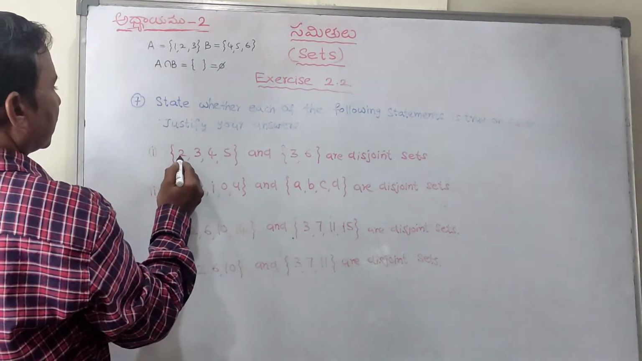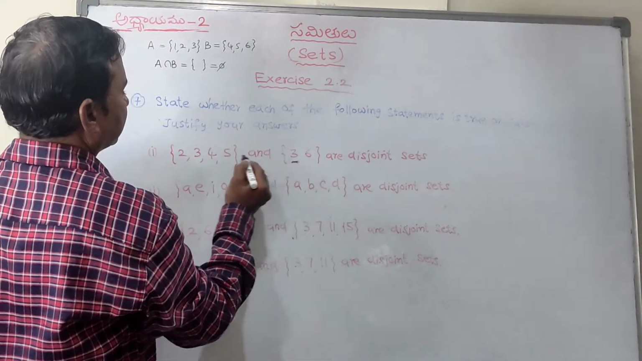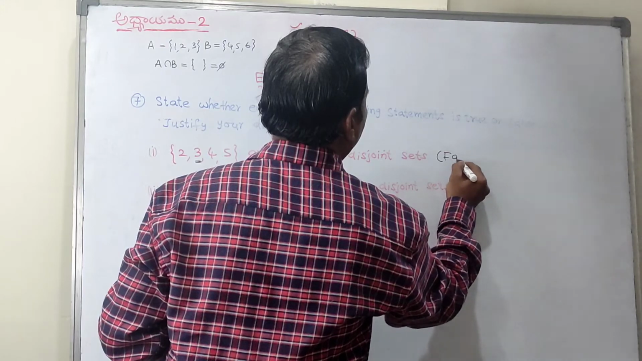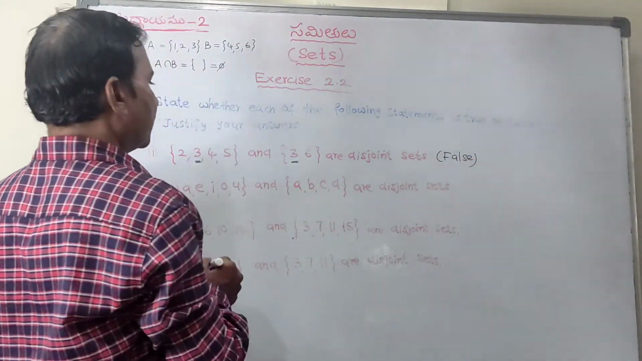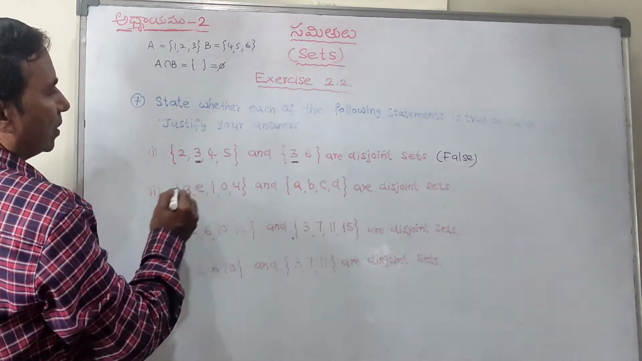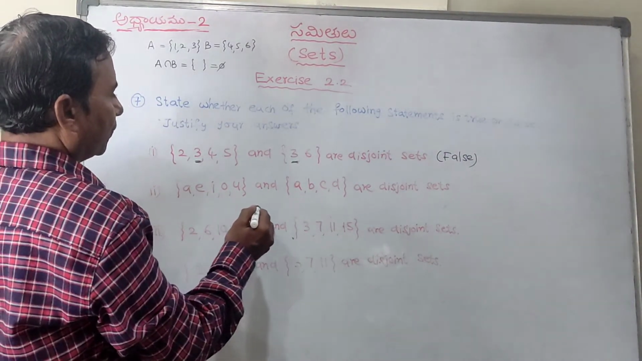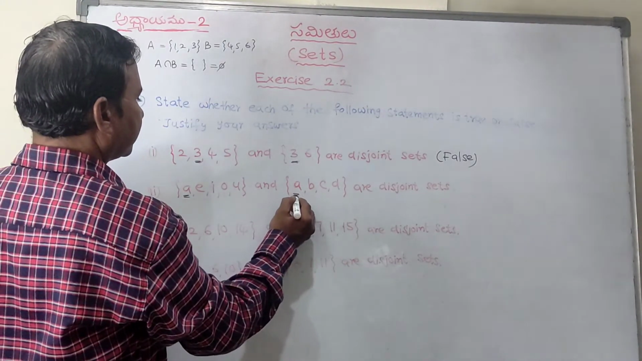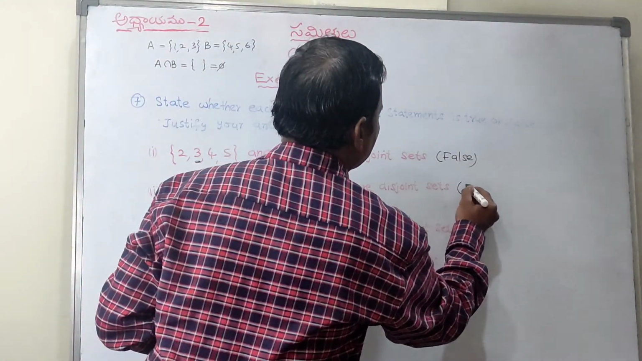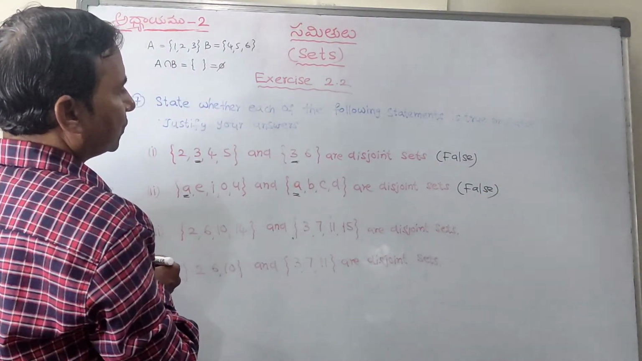If you see the first question, 2, 3, 4, 5. Here 3 is repeating. Is it true? No, it is false. Why is the first one false? Because the element 3 is common among the two sets. That is the reason. See the second one, A, E, I, O, U. Here A is repeated. So since A is repeated, this also will be false, because these two are not disjoint sets.